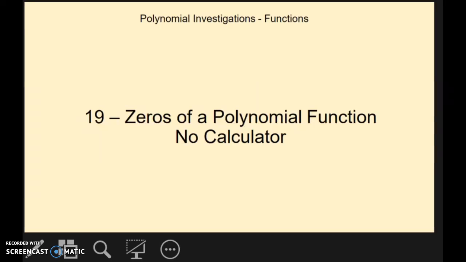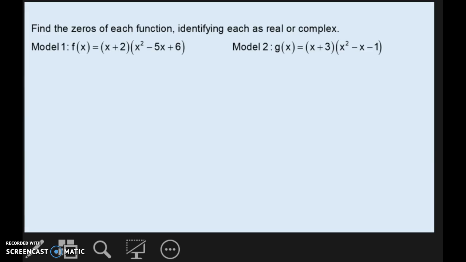In this video, we're going to be looking at the zeros of a polynomial function. So we're going to tell not only from the equation, but also graphically how we actually find out the zeros of a function. As an example, we're going to start with our equations. We're going to find the zeros of each function, identify each as being a real zero or complex zero.